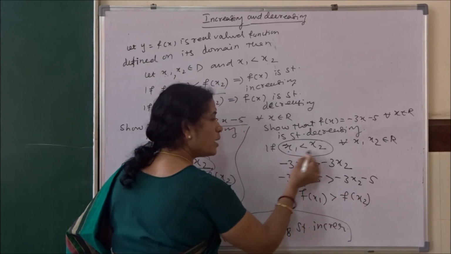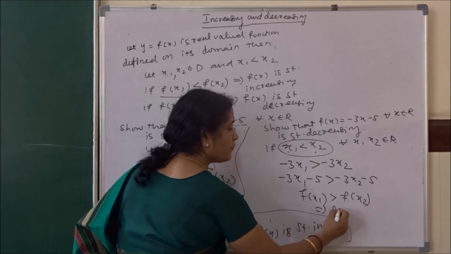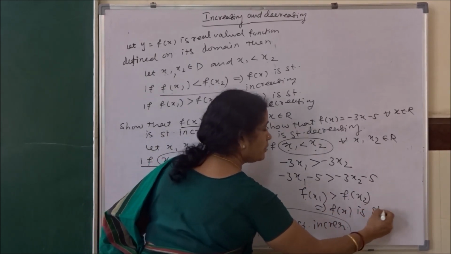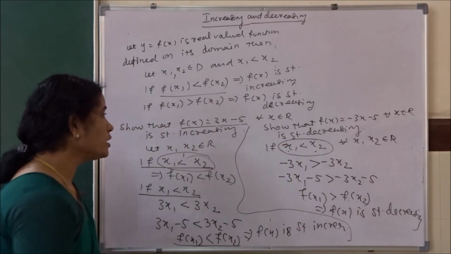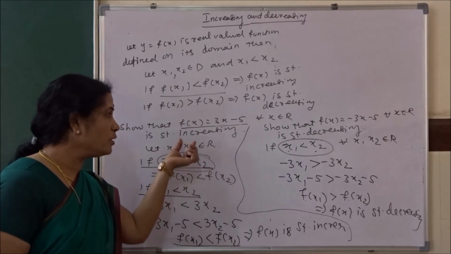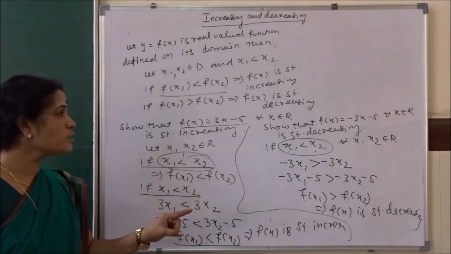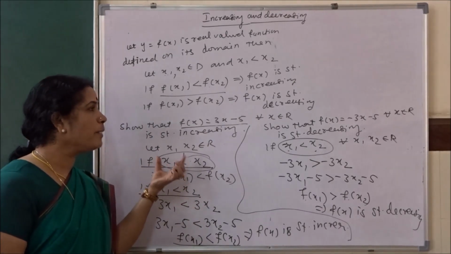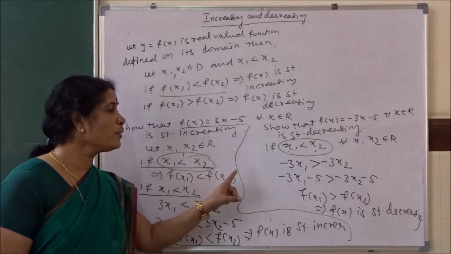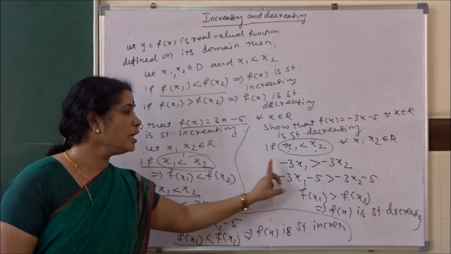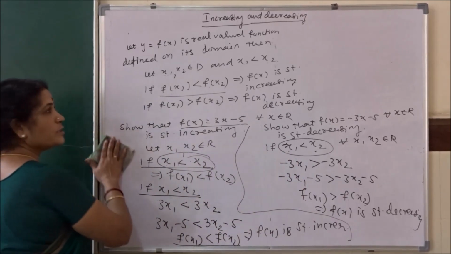Now, I am taking x1 less than x2, and I am getting f of x1 greater than f of x2, which implies f of x is strictly decreasing. Clear? It is quite easy. As per the question, it will change depending on the coefficient of x. See, without derivative, if you are proving increasing or decreasing, keep this point in mind: if you multiply both sides by a negative number, automatically the inequality will change. If you multiply both sides by a positive number, the inequality remains the same. So, clear to you how to do increasing and decreasing without derivative.